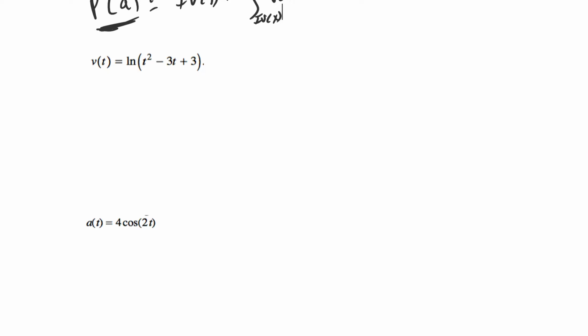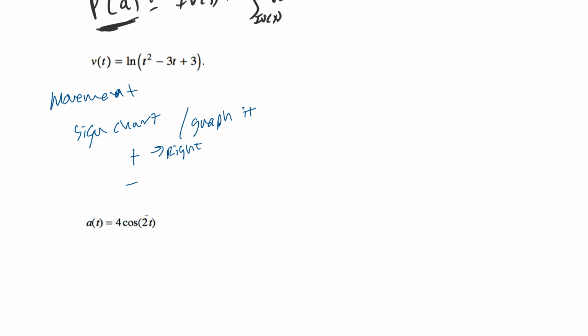If they give you velocity, keep in mind this is movement. Right, so left and right. Is it moving left, right, up, or down? You just graph it. So you do a sign chart, or you graph it on your calculator, depending if you get to use it or not. Positive is moving right. Negative is moving left.